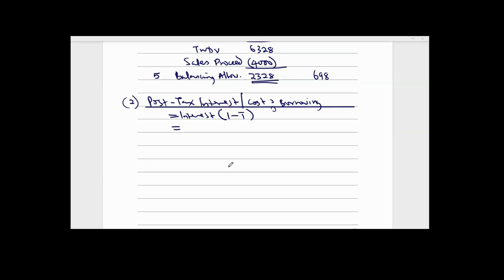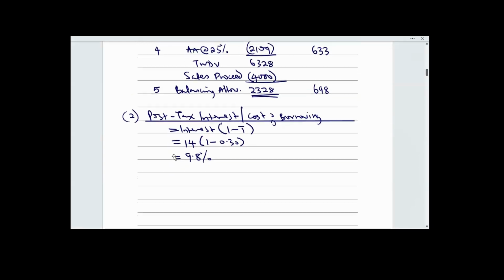the company can borrow at the current rate of interest of 14% before tax. So before tax cost of borrowing is 14%. So 14 into tax rate is 30%. So 1 minus 30%. So final answer, 14 multiplied by 0.7. That's 9.8%. So you are going to use this after-tax cost of borrowing of 9.8% for all the three methods of financing.